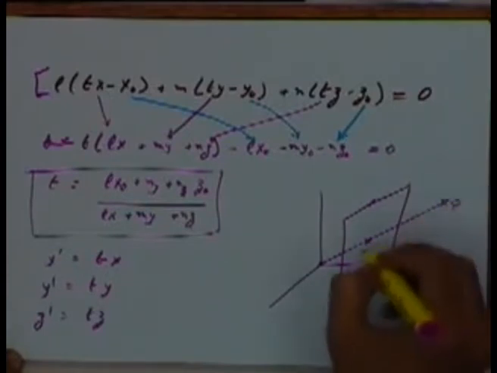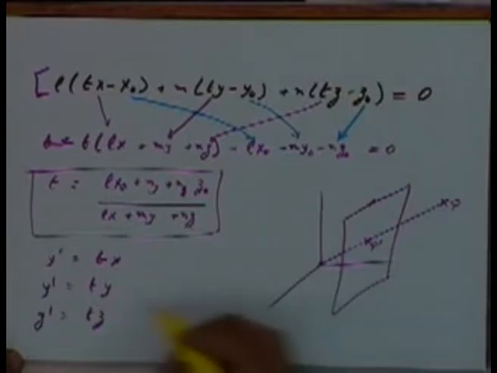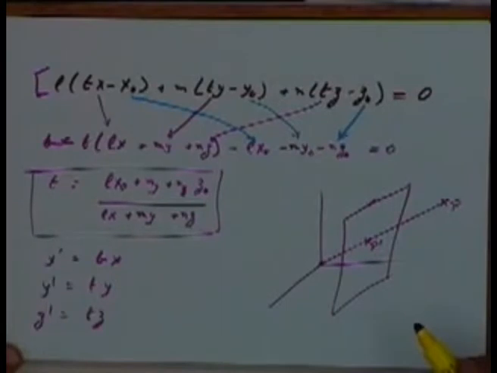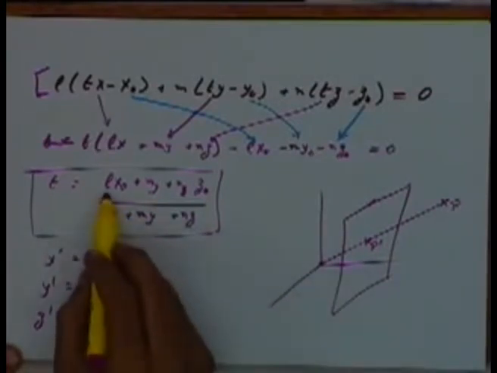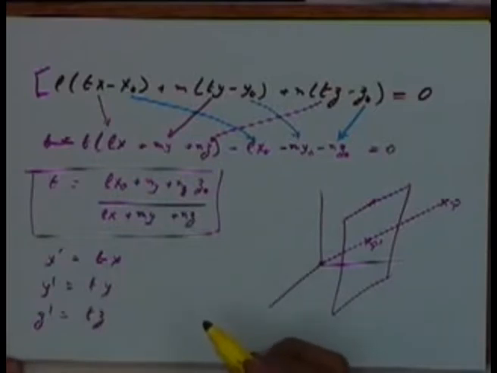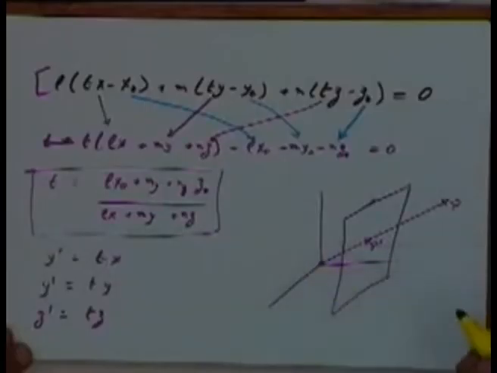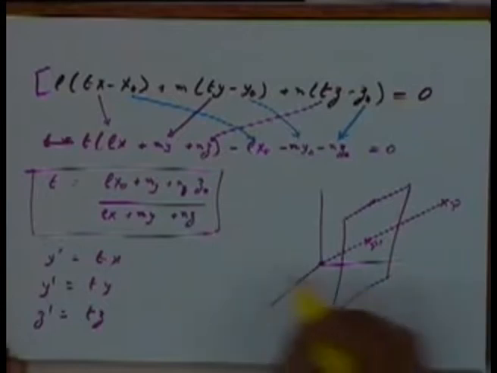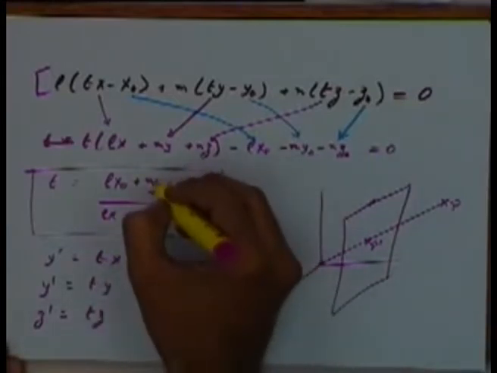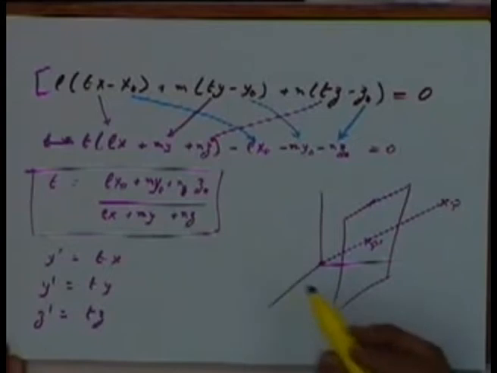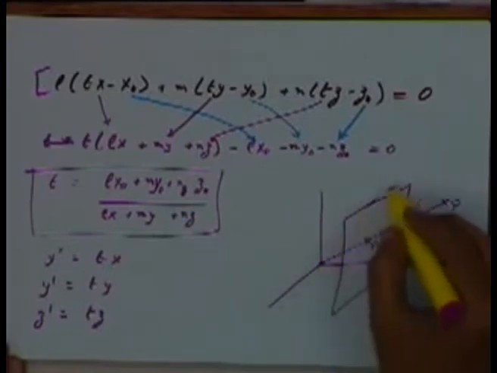Okay, this is my point P, this is my point P prime. The point P prime will be given by these relationships. Now in this, if you look at Lx naught plus My naught plus Nz naught, what does this correspond to? It is the distance of the plane from the origin. Lx naught plus My naught plus Nz naught is the perpendicular distance of the origin from this plane.